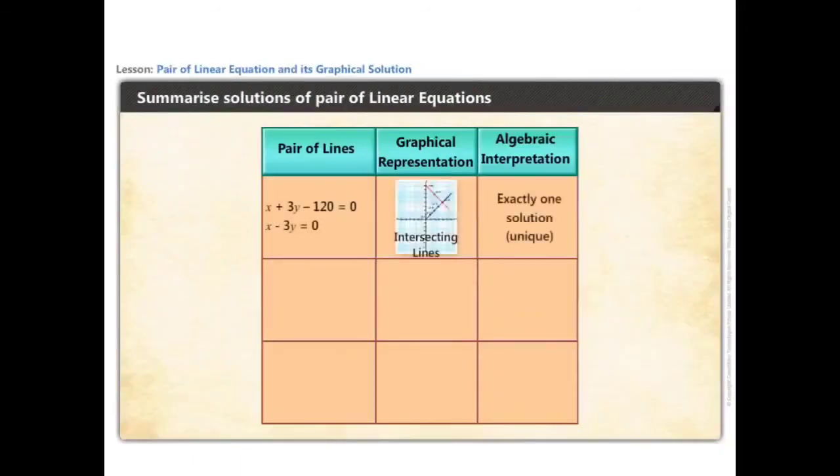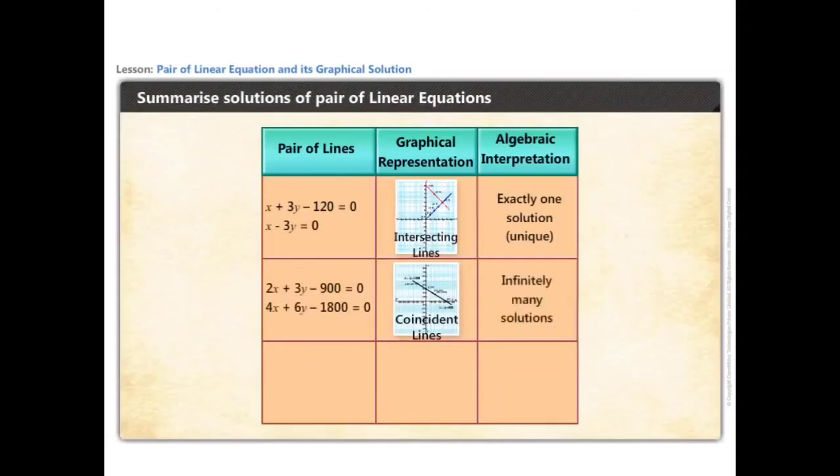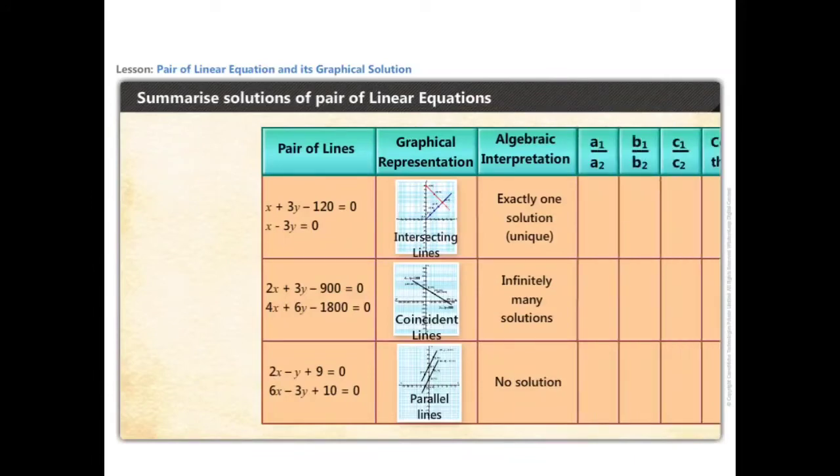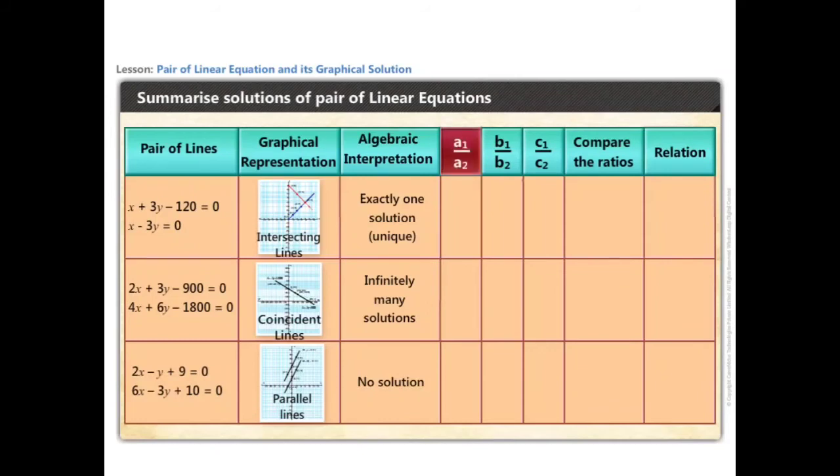Now, let us summarize the pairs of linear equations formed by all three situations and write down the kind of pair they are geometrically. Let us find out if there is any relation between their coefficients and the geometrical or algebraic interpretations. To do so, we start by finding the ratio of their coefficients. Let us write down the values of a1 by a2, b1 by b2 and c1 by c2 in the table below by comparing the pair of linear equations to their standard form.